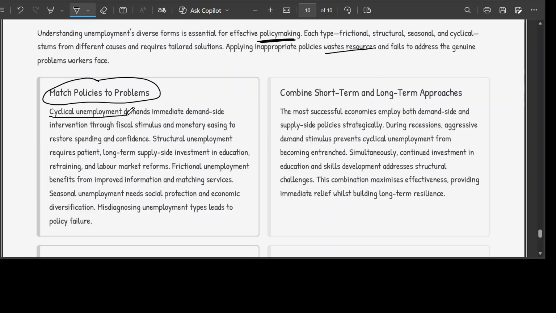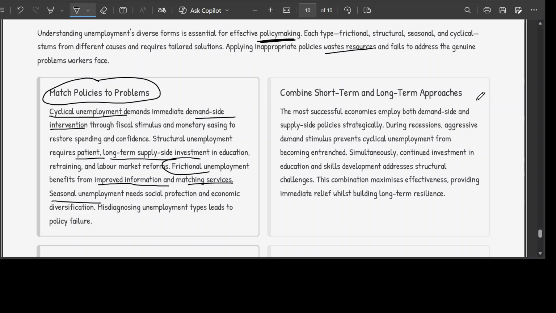If it is cyclical unemployment, immediate demand side intervention is done through fiscal stimulus. If it is structural unemployment, it requires patient long term supply side investments in education, training, and labor market reforms. If it is frictional unemployment, improved information and matching services will definitely give good results. And for seasonal unemployment, social protection and economic diversification is the main need.